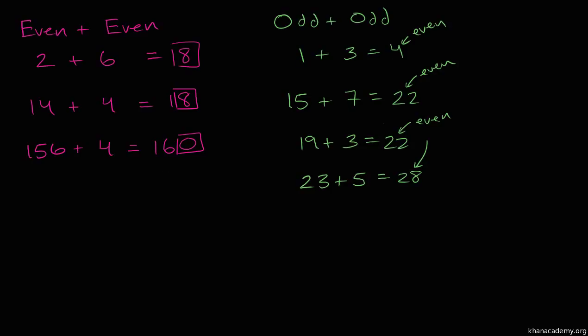Now let's think about one last combination. What about an even plus an odd? So let's say I have 2 plus 1. Well, what is that going to be? That's going to be equal to 3. That's going to be an odd number. Well, what about 4 plus 3? Well, that's equal to 7. That's equal to an odd number.